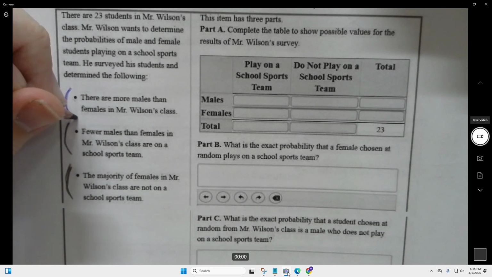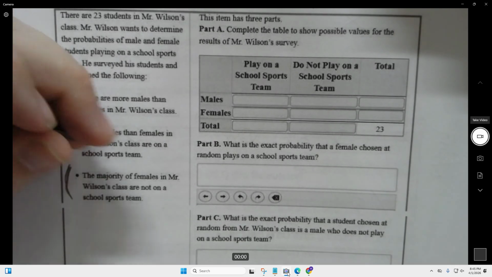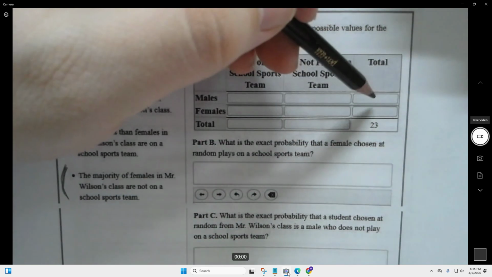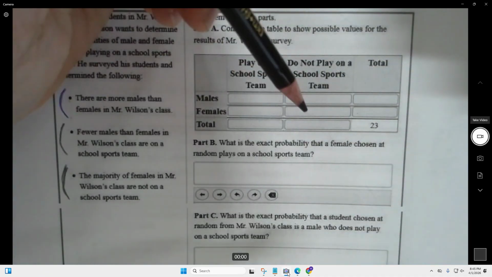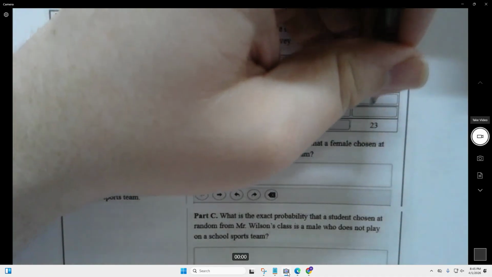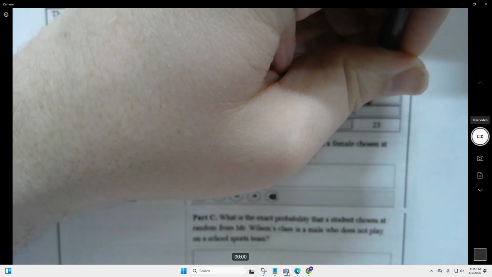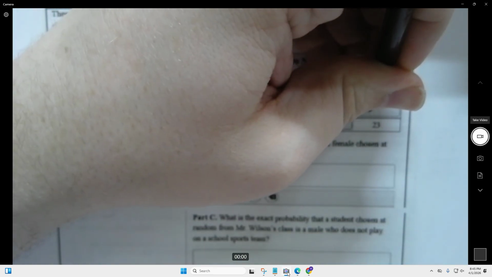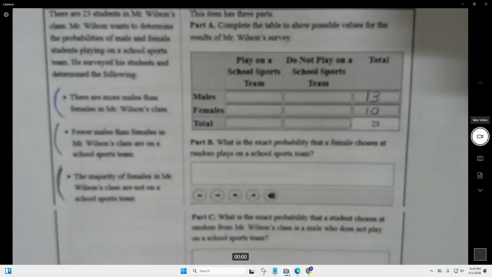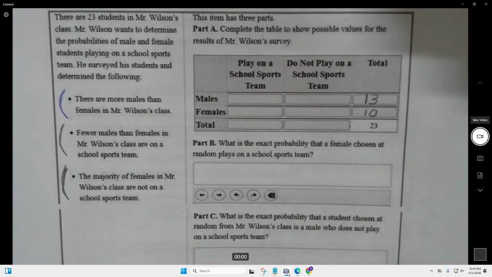There are more males than females in Mr. Wilson's class. Okay. So your total males needs to be bigger than your total females. It needs to add up to 23. Let's say 13 males, 10 females. That satisfies rule 1, that there are more males than females.